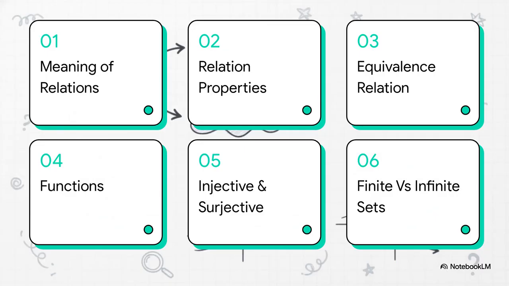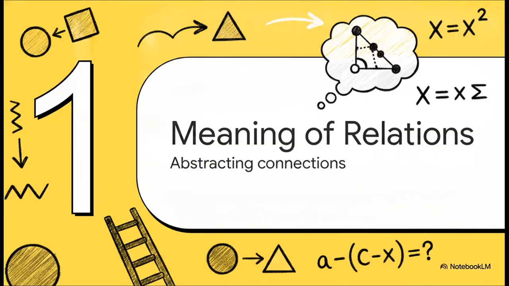So here's our conceptual ladder for the day. We'll start with the meaning of relations, move into reflexive, symmetric, and transitive properties, check out the equivalence relation, explore functions as a special relation, dive into injective and surjective functions, and finally wrap up with finite versus infinite sets. Let's jump right into Section 1, the meaning of relations.